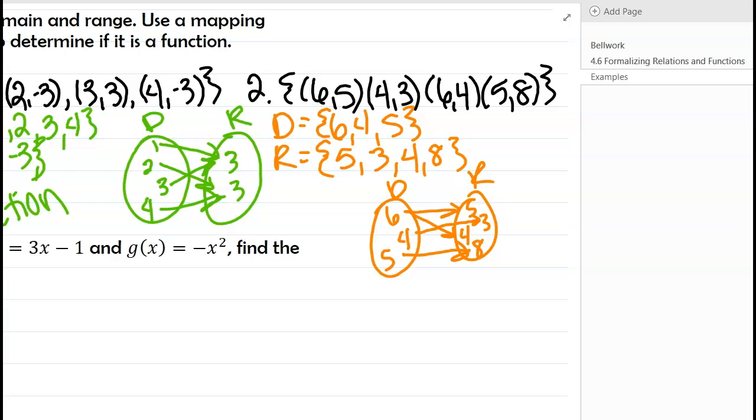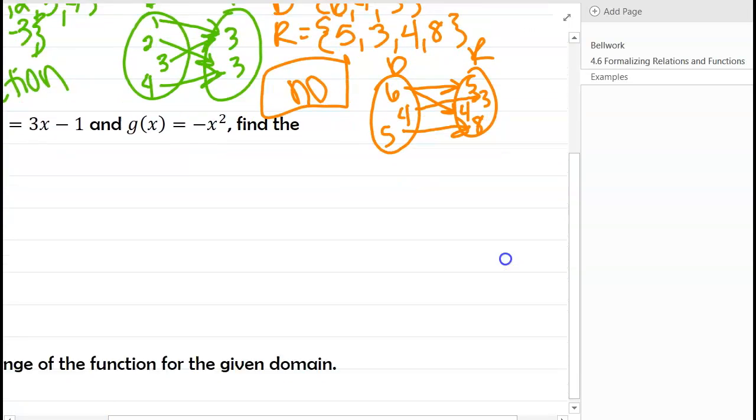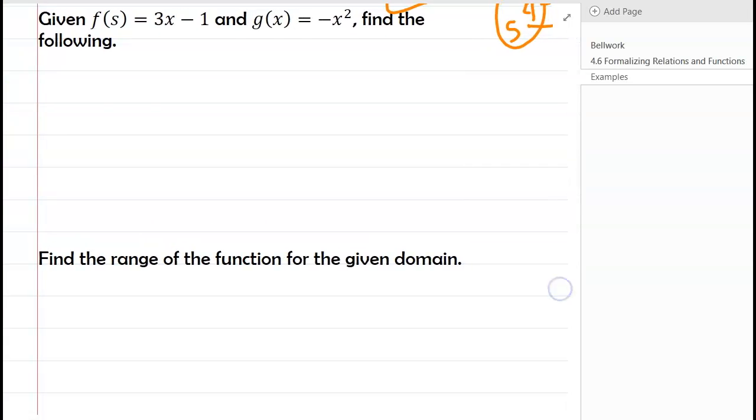What do we think? Is it a function? No. Why not? 6 has 2 birthdays. You can't have 2 birthdays. You get exactly 1 birthday. There we go. Okay, so that's the first thing you have to do on your homework. Pretty simple. Yeah? Okay. You are going to need to copy down these 2 functions.